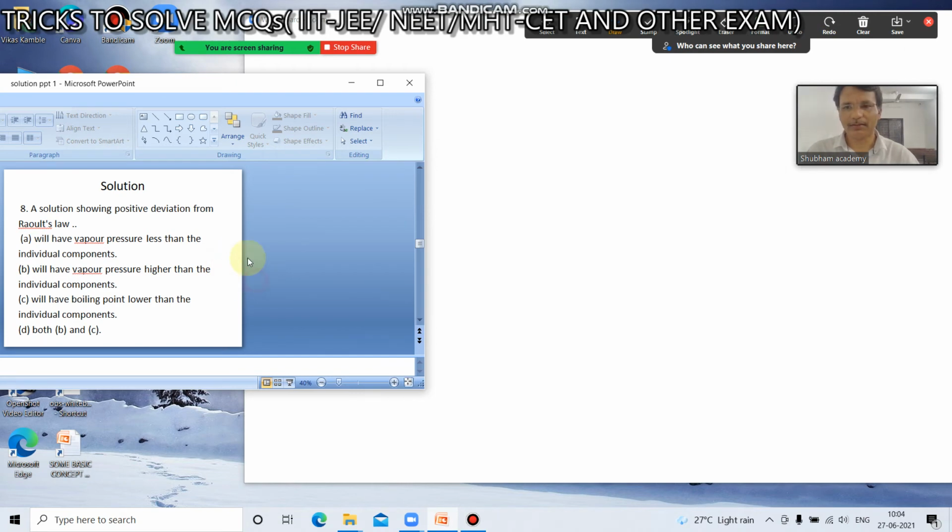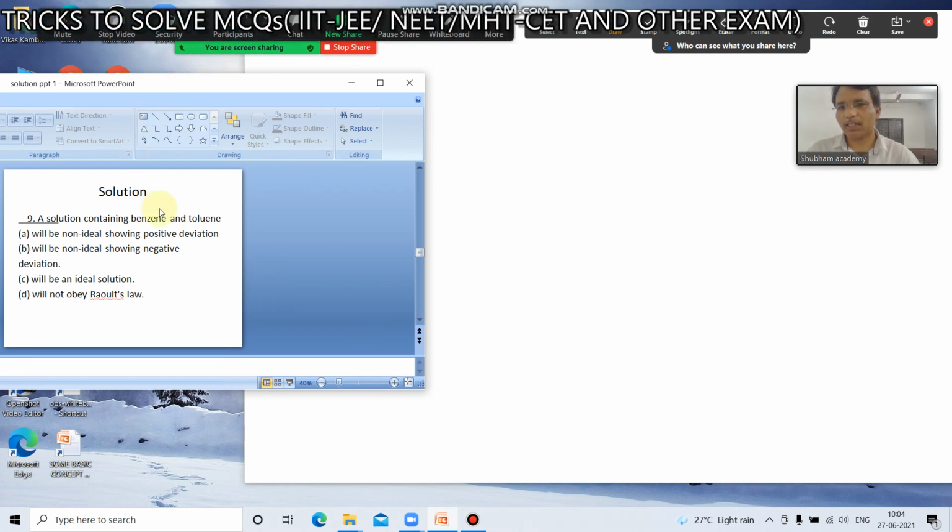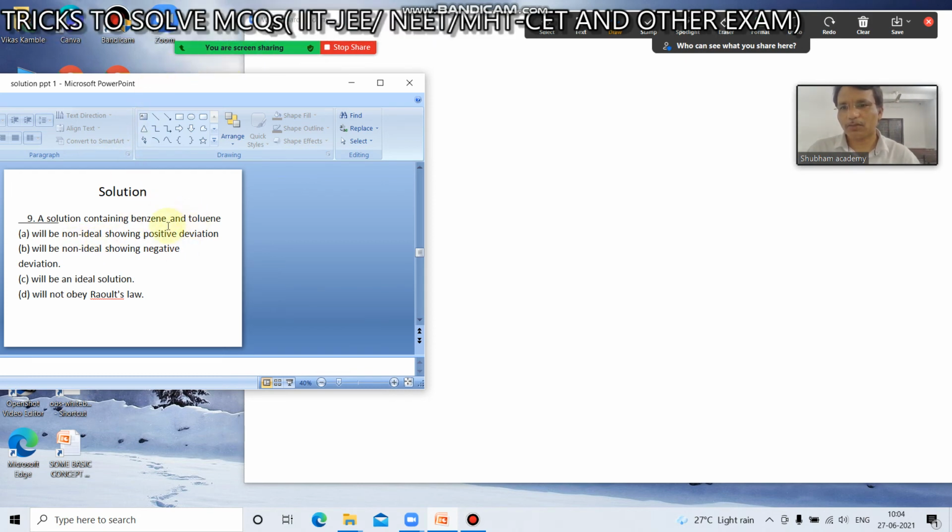Next question. A solution containing benzene and toluene. You know that this is an example of an ideal solution. So option C is correct. Other examples you have to keep in mind are n-hexane and n-heptane, bromoethane and iodoethane, chlorobenzene and bromobenzene. These are other examples of ideal solutions.